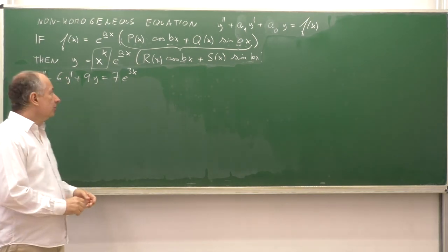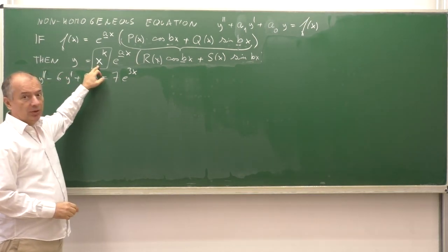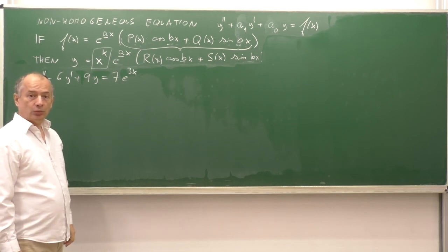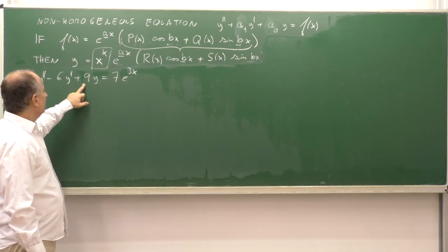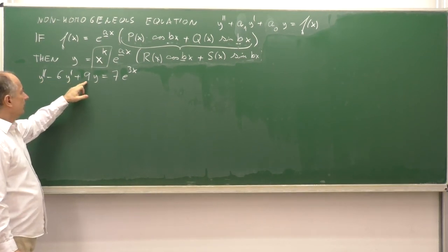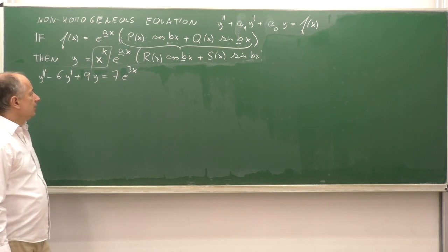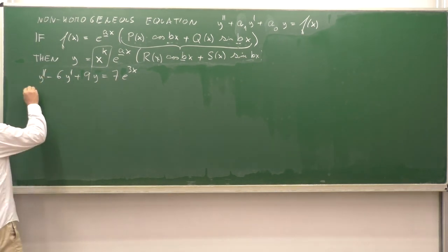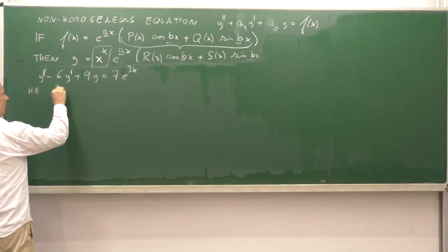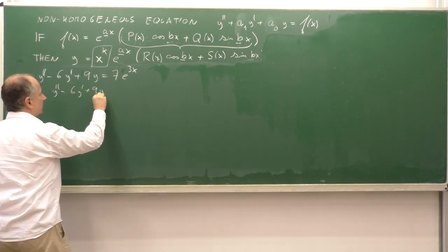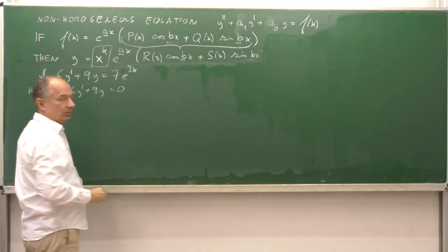Let me further illustrate this expression x to k for cases when k is 2. Consider the following differential equation. y'' - 6y' + 9y = 7e^(3x). First we write the homogeneous equation, which is y'' - 6y' + 9y = 0.